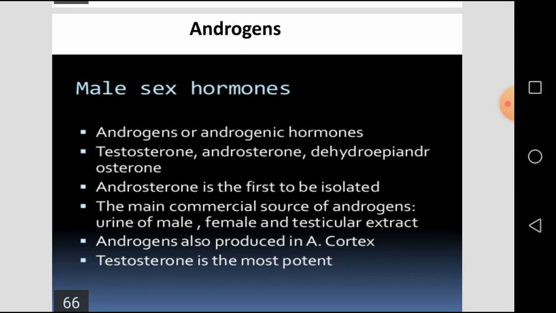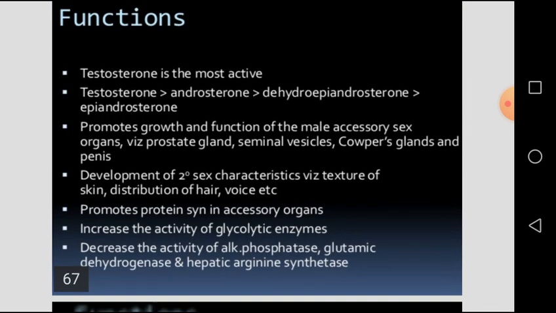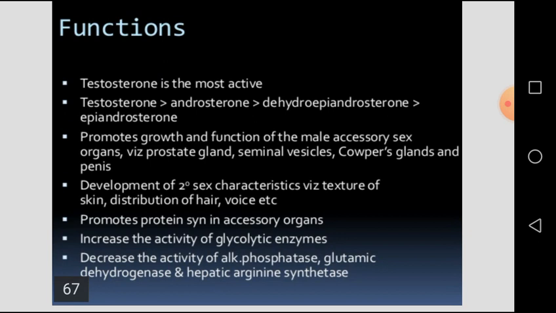Dehydroepiandrosterones. Androsterone was the first to be isolated, and the main commercial sources of androgens are urine of males and females, and testicular extracts. Androgens are also produced in the adrenal cortex. Testosterone is the most potent one, meaning it is most useful for the male reproductive system.